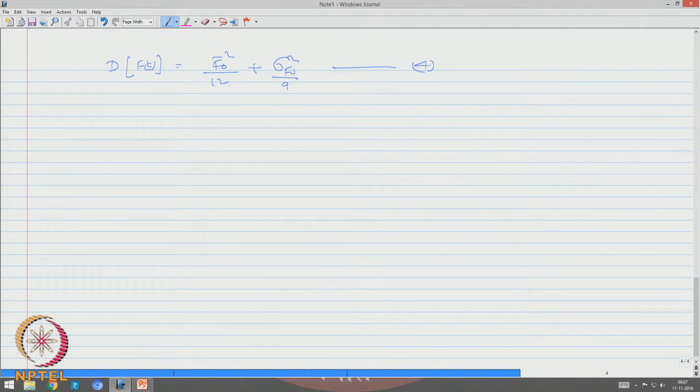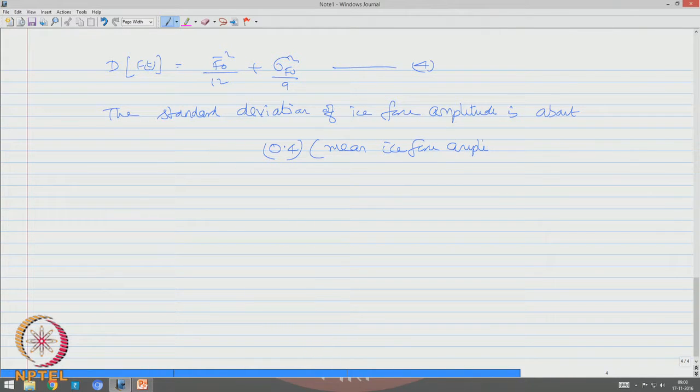It is also said that the standard deviation of ice force amplitude is about 0.4 times that of the mean ice force amplitude. You can see this from Qu et al. 2006. Therefore, the 0th moment, which is D f of t, is approximately 0.1 times f bar square.